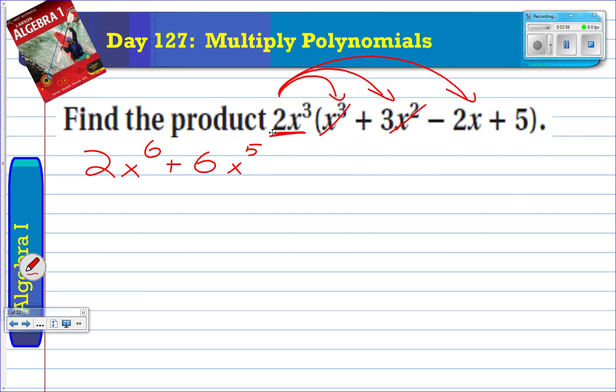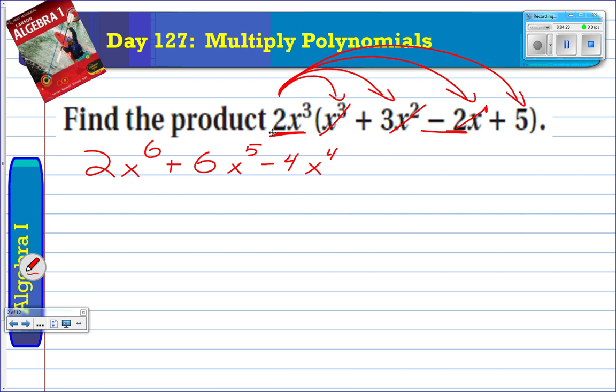Multiply the coefficients first. 2 times negative 2 is a negative 4. That's important. Don't forget about those negatives. Then x to the 3rd times x. If there's no exponent on a variable, then it's a 1. So I have x cubed times x to the 1st, which is x to the 4th. There are 4 x's there total. We're adding the powers. And then the last one, 2x cubed times 5.